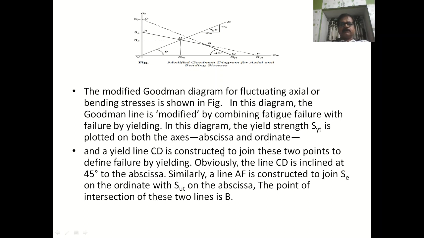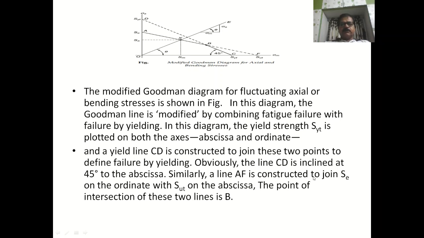The yield line CD is constructed. You can see here yield line CD. This is D and this is C. That means the yield points on the y-axis and x-axis are joined together, and this line is known as CD. C is on the x-axis and D is on the y-axis. These are the failure points by yielding. The line CD is inclined at 45 degrees because SYT, the same value, is marked on both axes, hence the line CD makes a 45 degree angle to either the x-axis or y-axis.